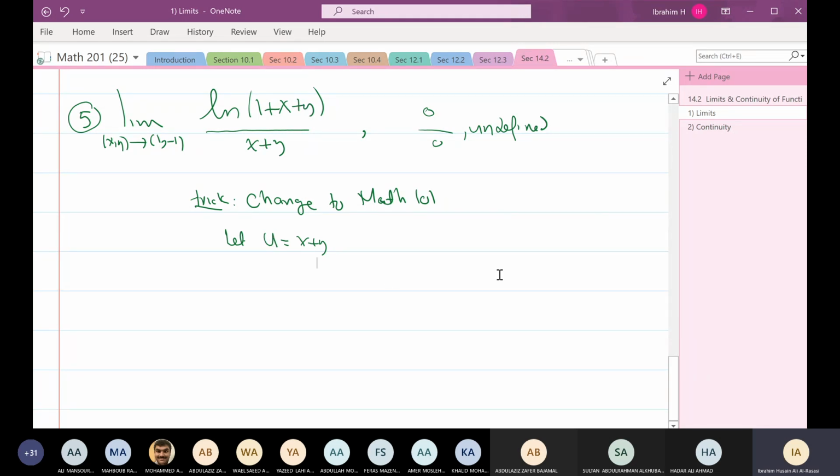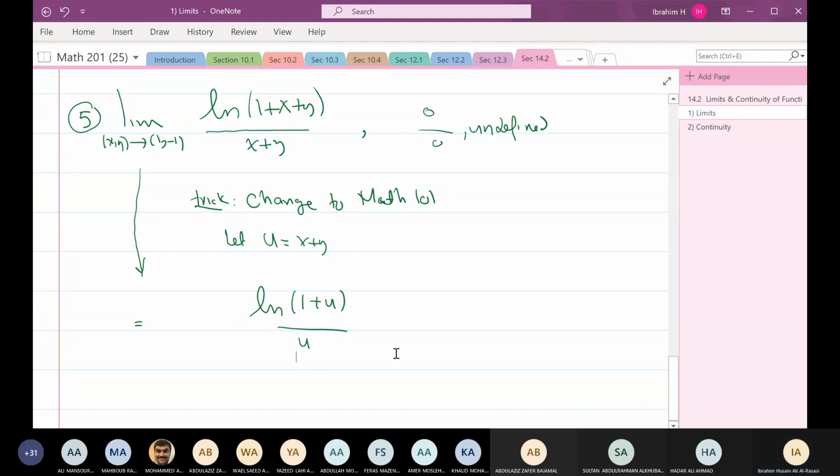In this case, what will happen? Notice what will happen. The function becomes ln(1 plus u) over u. So when I change the variable, I get this one. Now, what kind of a function is this one? A function of how many variables is the new one? One. A function of 1 variable. So when I say change to Math 101, it means change it to a function of 1 variable.